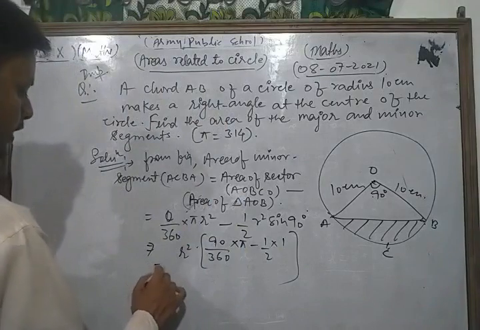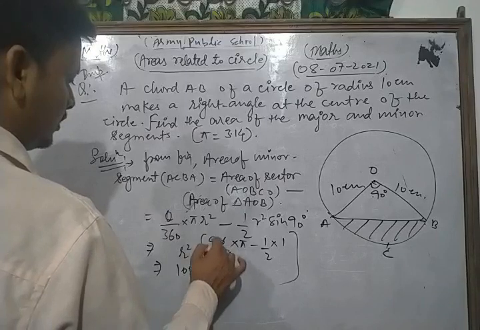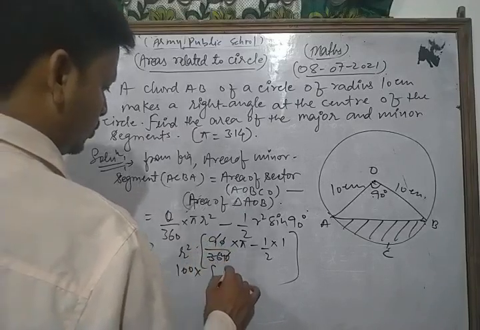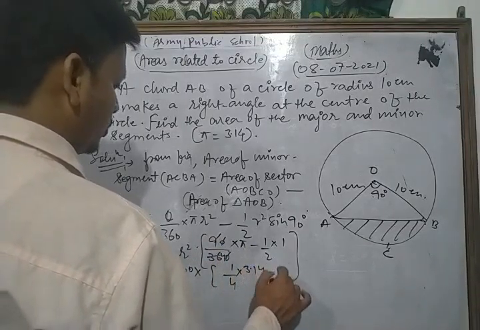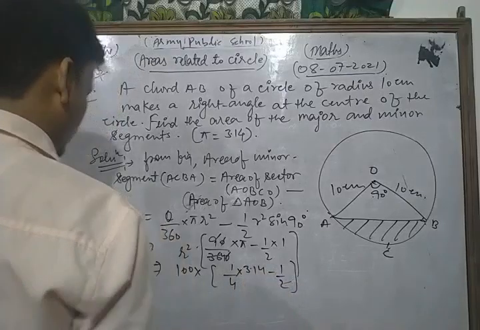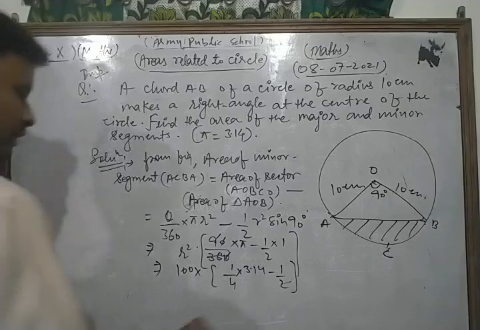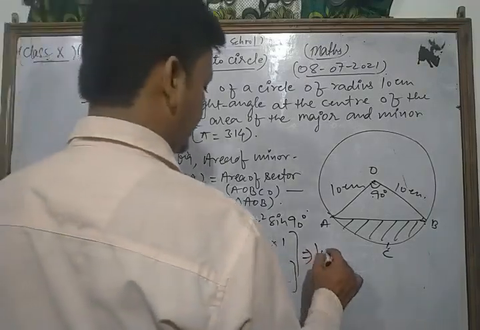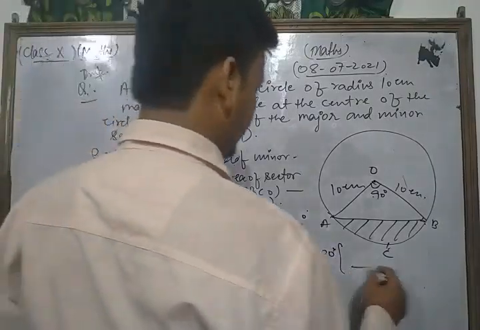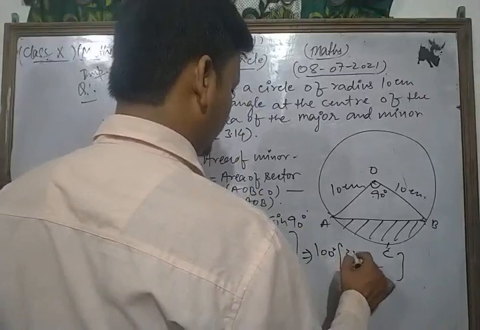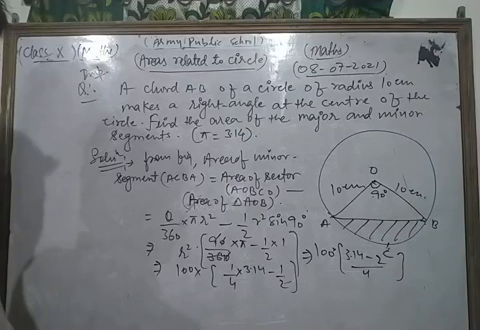Now we put the value of r square. R is 10, 10 squared is 100. So 1 upon 4 into pi, here we take the value of pi as 3.14, minus 1 upon 2. Now from there what do we get? We get 100 into, we take 4 as LCM, so we get 3.14 minus 2, 2 ones are 2, 2 twos are 4.